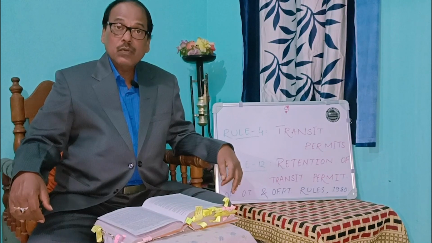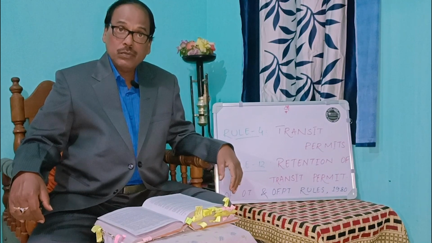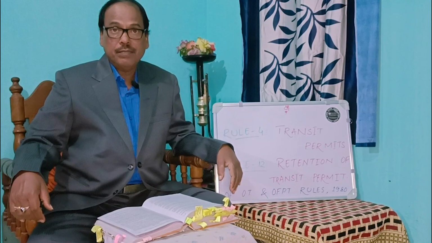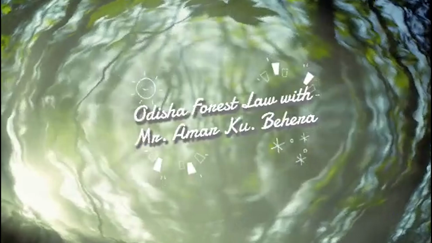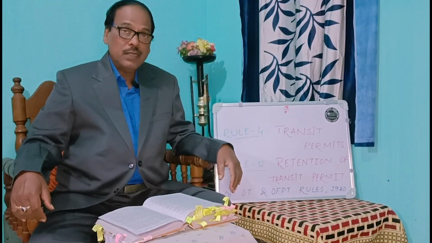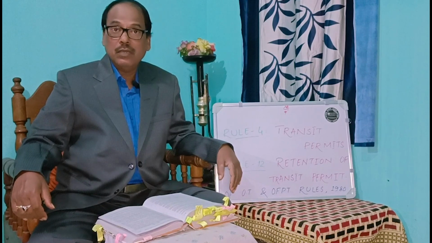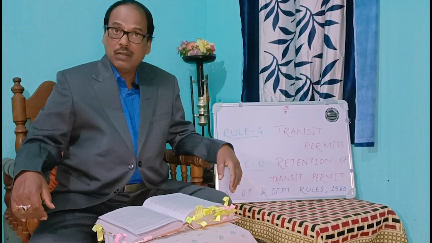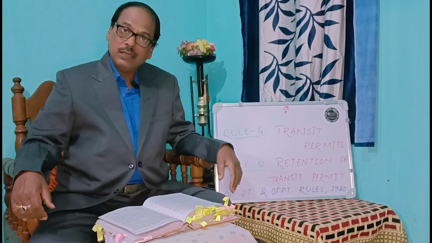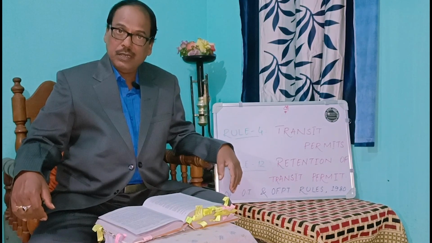Today, Rule 4 and Rule 12 of the Odisha Timber and other Forest Produce Transit Rules 1980 will be discussed in detail. Rule 4 and Rule 12 are the most important in these OT and OFP Transit rules.